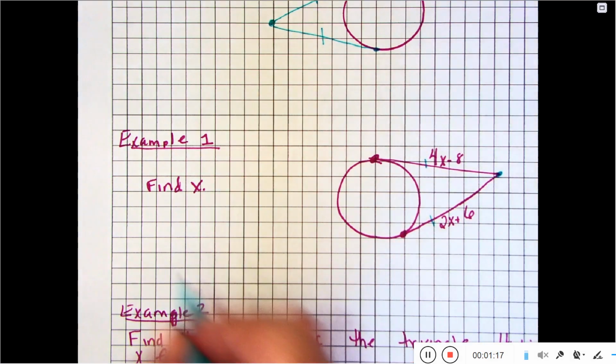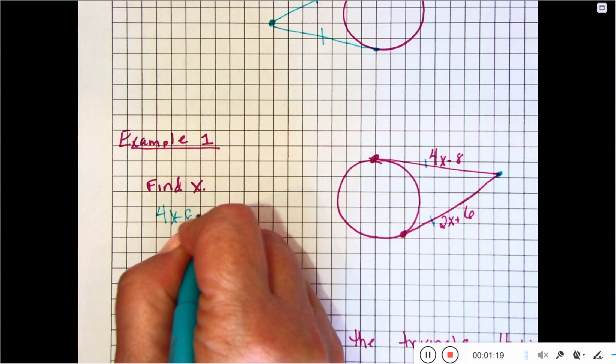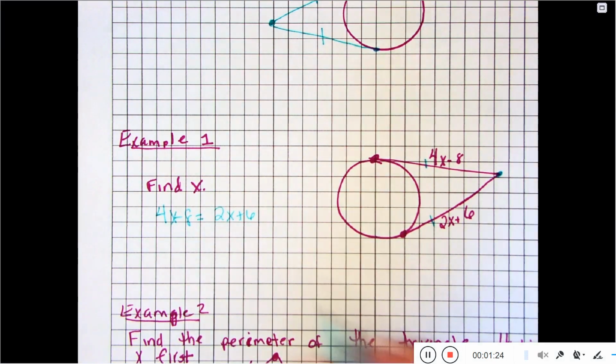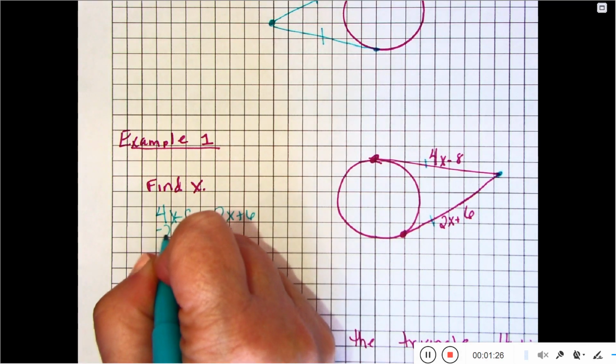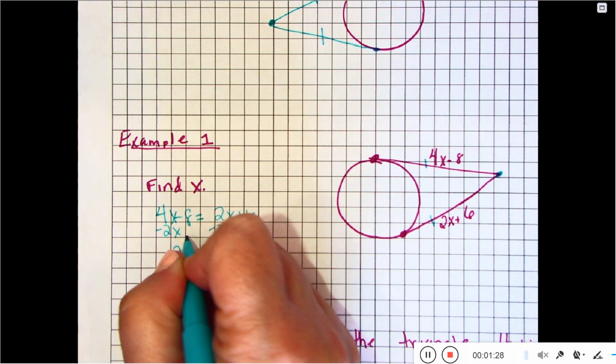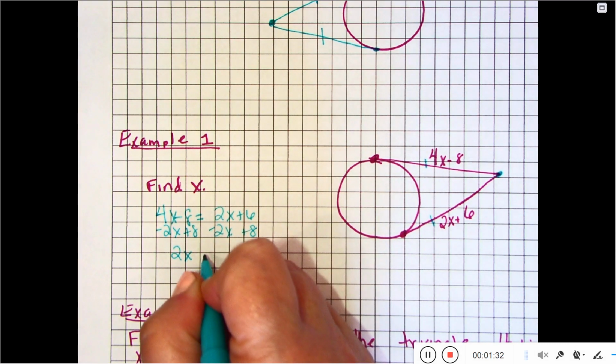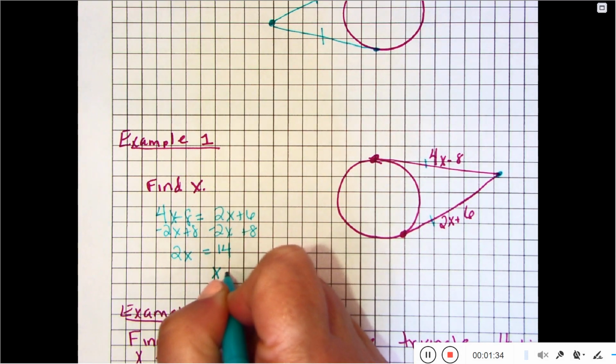So to find x, I simply have to set 4x minus 8 equal to 2x plus 6. Subtract the 2x from both sides. I get 2x. Add the 8 to both sides. I get 14. So x is 7.